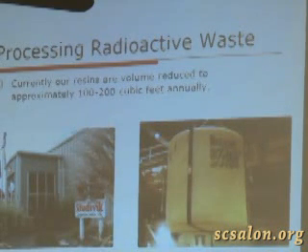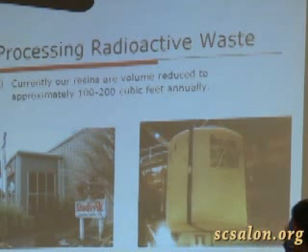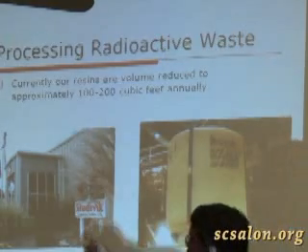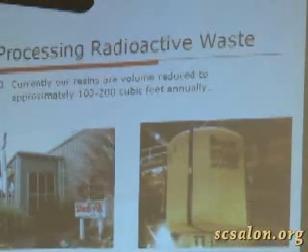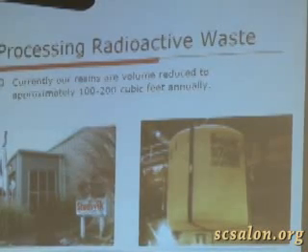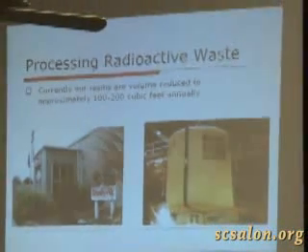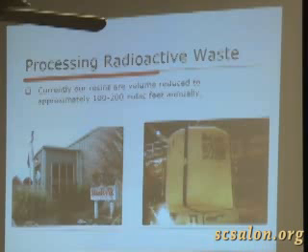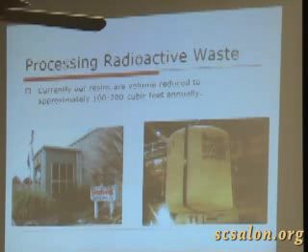Currently, we process our radioactive resins, and they reduce down to approximately 100 to 200 cubic feet. Our processor is Studsvik. They take the HICs and do what they call pyrolysis. They don't call it incineration because they never use a flame. Resin is typically 70% water, so they flash off the water, and what's left reduces down by about 5 to 1.